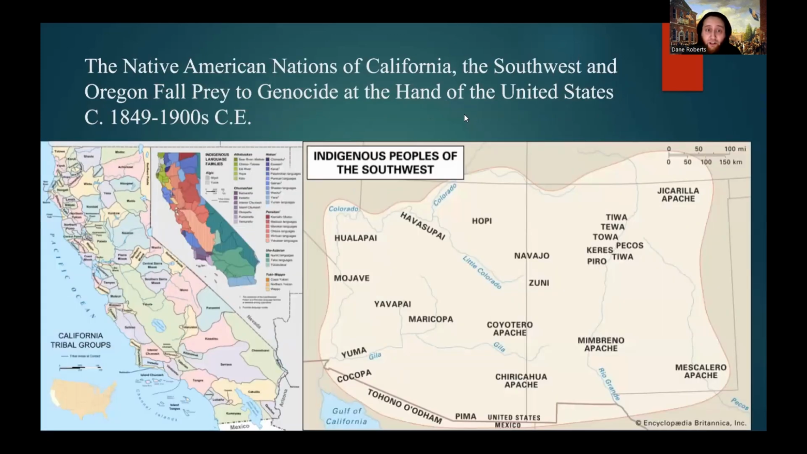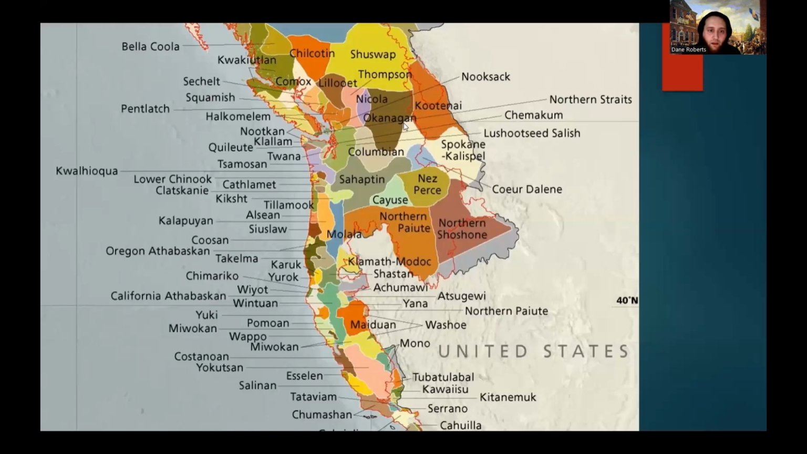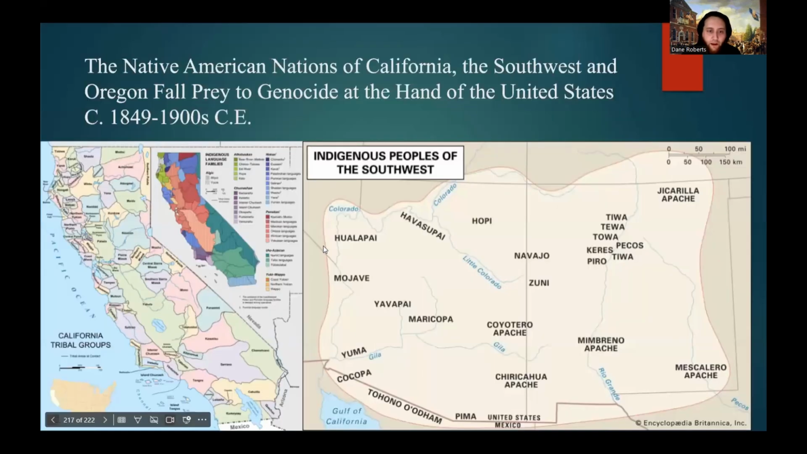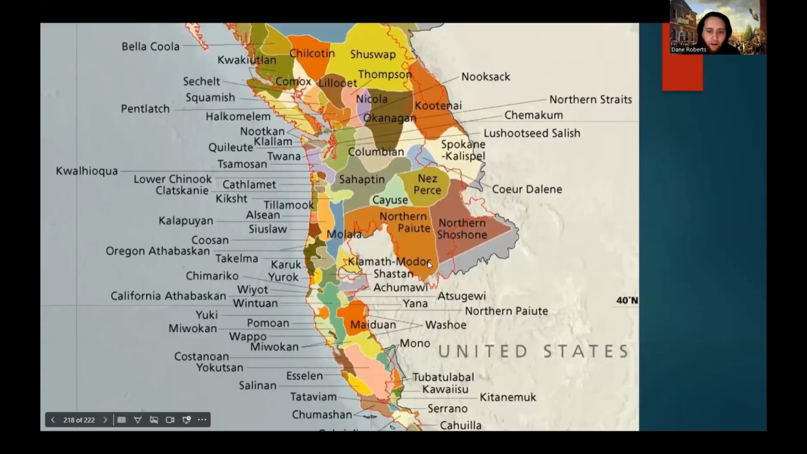Also, the Native American nations of California, the Southwest, and Oregon, as well as other regions such as the Great Basin and the Great Plains, would fall prey to genocide at the hands of the United States between 1849 and well into the 1900s CE. And you can see these maps here, the various Native American peoples and nations of California, the Southwest, and the Pacific Northwest.